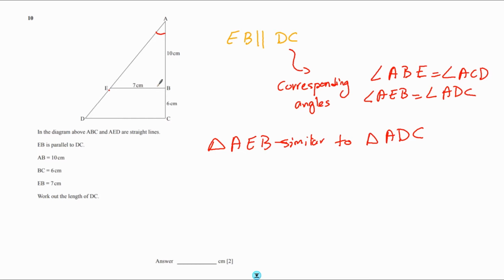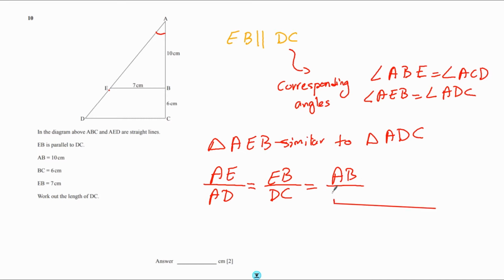If they are similar, we can say that the ratios of their sides are also equal. So for the ratio of their sides, we would write AE over AD equals EB over DC equals AB over BC.